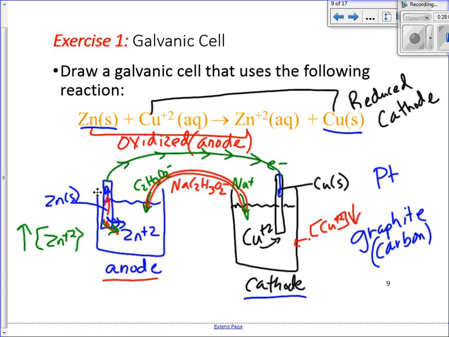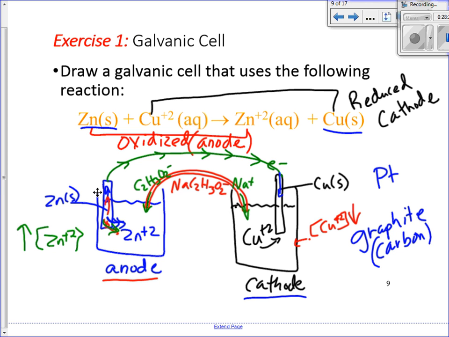Okay? So for now, we're going to look at how to set up and know which components to put with which for these particular cells. Because you can't just put any reaction together. It doesn't really work that way.